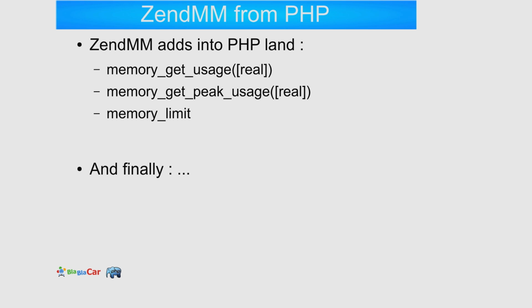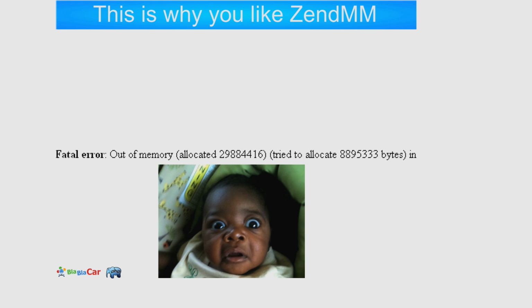And what about PHP and PHP-FPM? You write a script. If you enabled the Memory Manager, which is the default case, you have access to 2 functions, memory_get_usage and memory_get_peak_usage, and the memory_limit parameter, you all know. And finally, you have access to one more thing. This you should know. This is the message from Zend Memory Manager.